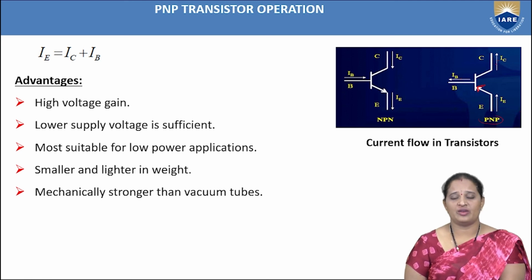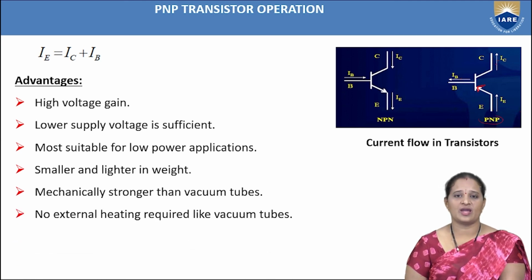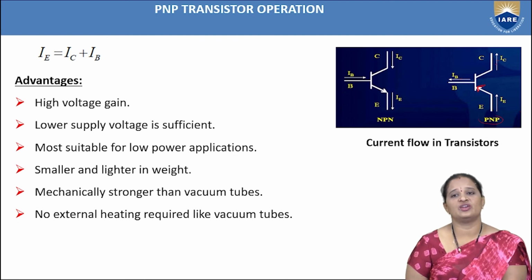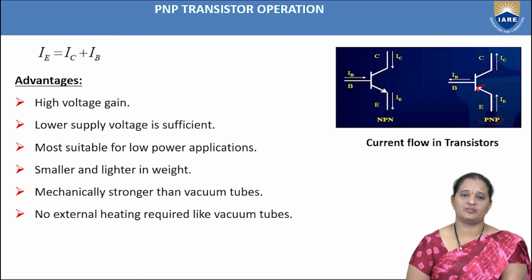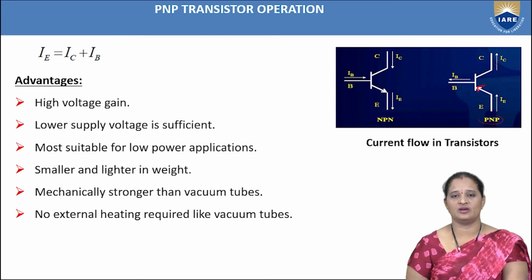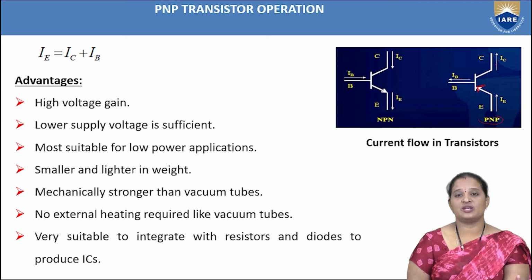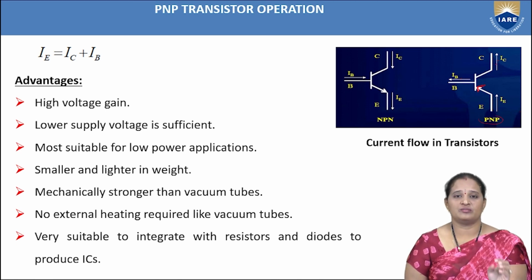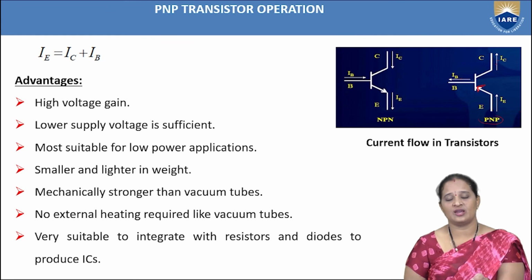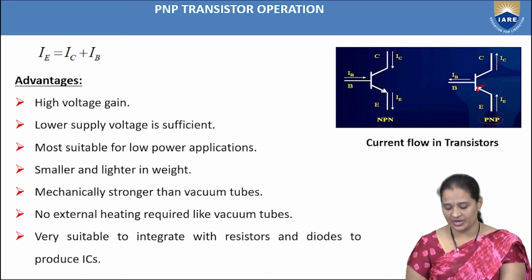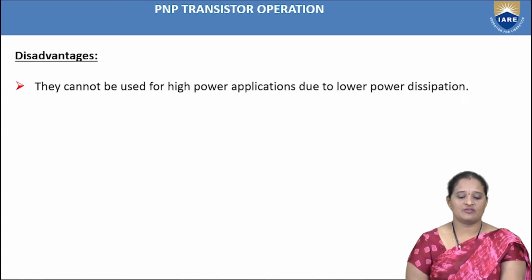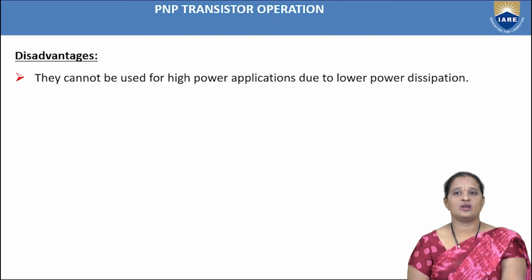When compared to vacuum tubes, these are mechanically strong, and no external heating is required like in vacuum tubes. In order to provide the heat and reduce the heat dissipation, vacuum tubes need external circuitry, whereas it is not required in transistors. It is also very suitable for integrated circuit design, that is IC design, where we integrate resistors and diodes in order to generate ICs. Coming to the disadvantages, they cannot be used for high power applications.